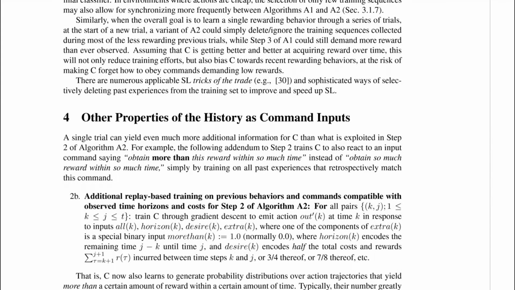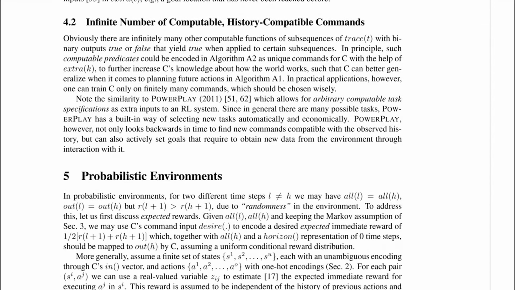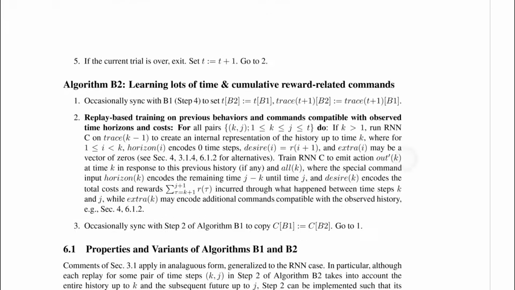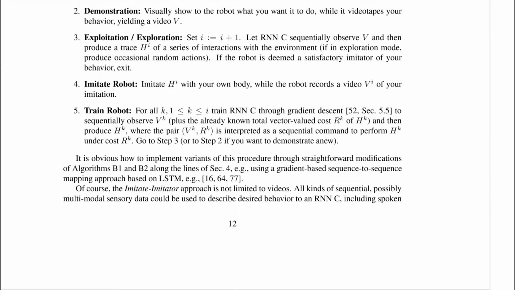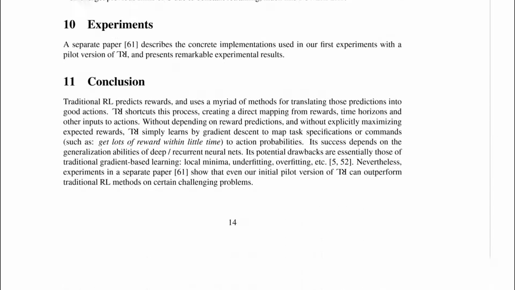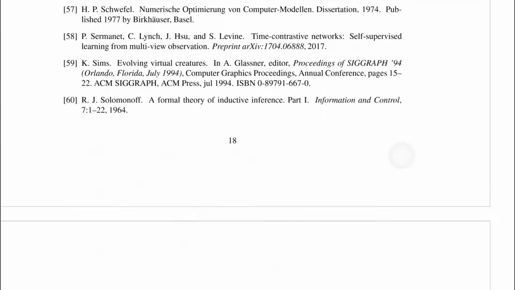So there is lots of generalizations here, like how exactly these things are represented. This time horizon can be a high-dimensional object. The desire can be, as I understand it, somewhat a high-dimensional object. The extra commands can be like conditionals on these two things. It gets very complicated, but I want to jump ahead to a different paper. This paper is basically just describing the algorithm, and then the next paper is doing experiments with this.